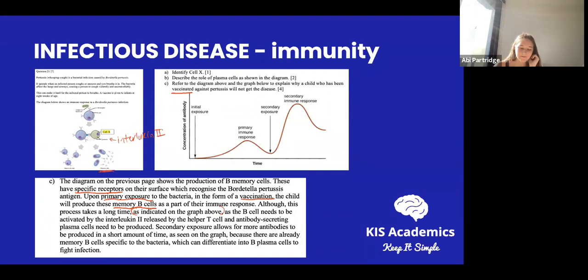And then back to the graph, you're saying here that the secondary exposure allows for more antibodies to be produced and in a shorter amount of time. And then, yeah, so memory B cells specific, and then they differentiate into plasma B cells to fight the infection more efficiently. So that's sort of the role of the vaccination. And you're talking about both of the graphs, both the diagrams.